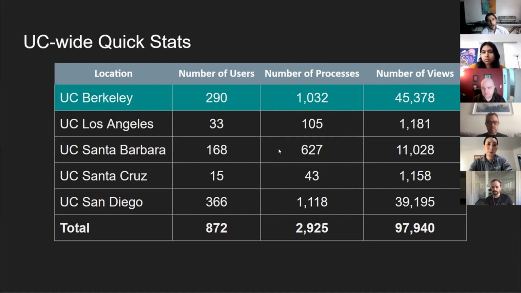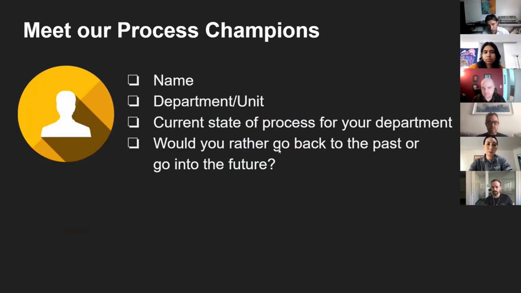The next part, Priya, if you want to jump to the next piece, is really introducing yourselves. We would ask you to tell us who you are, where you are on the campus, a comment or two about the current state of what you see about process in your area, and then a fun fact about yourself. Would you rather go back to the past, or would you rather go ahead into the future? Thinking about the pandemic, that's just a little fun fact to add a little fun to the piece.